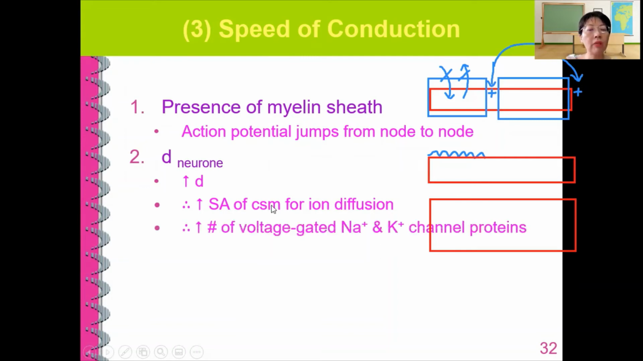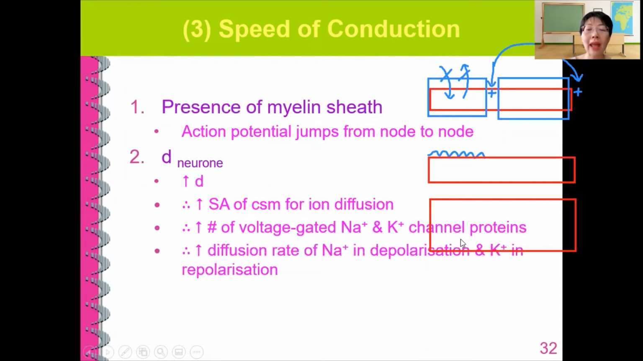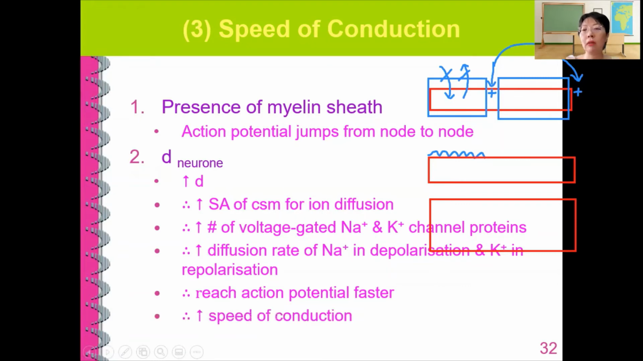Okay, so when you got higher surface area of cell surface membrane means more number of voltage gated sodium potassium channel proteins. So which means to say at any one time, there'll be more sodium ions or potassium ions that can diffuse across the pores that are open, either during depolarization or repolarization. So therefore, the membrane can reach action potential faster. It can reach back to resting potential faster. So that means to say that it can send the action potential faster along the neuron. Okay? So that's why when the diameter of neuron is higher, the rate of conduction of action potential also becomes faster.